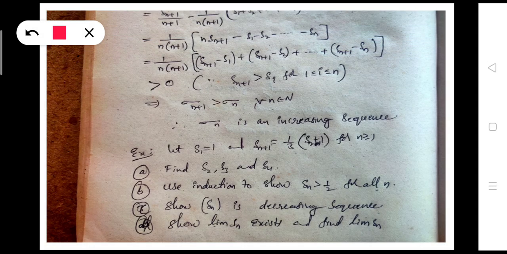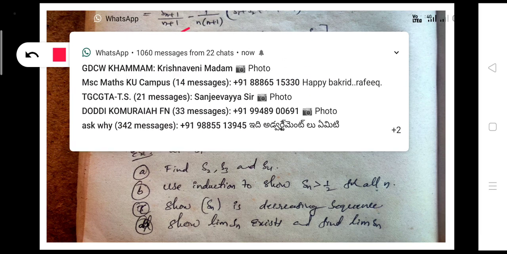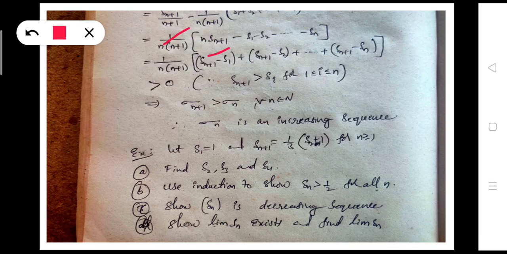Taking 1 by n into n plus 1 common from all terms, we get n times Sn plus 1 minus S1 minus S2 and so on, minus Sn. N times Sn plus 1 means Sn plus 1 is there n times, so we distribute it over all terms: Sn plus 1 minus S1, plus Sn plus 1 minus S2, and so on, plus Sn plus 1 minus Sn.